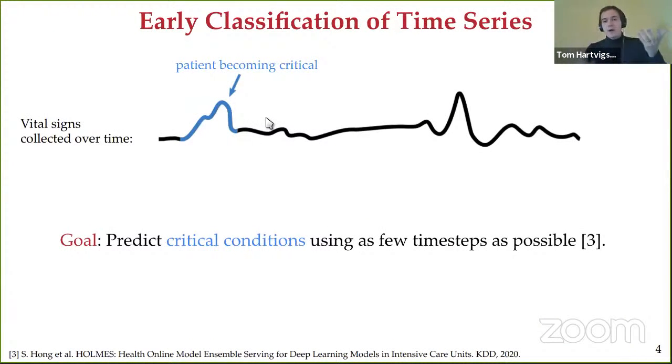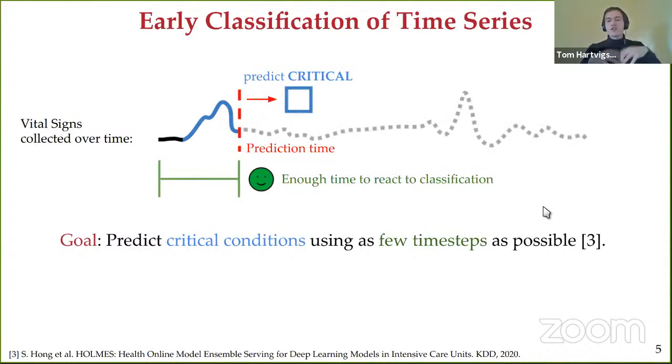Specifically, the problem of early classification of time series is: assume that we're given some records collected over time. For instance, it might be a patient's vital signs, and we want to predict whether or not the patient is going to remain in stable condition or become critical. The key idea in this setting is that we want to generate this prediction while using as few time steps as possible. By using fewer time steps, we leave more time for a user to actually react to this classification.